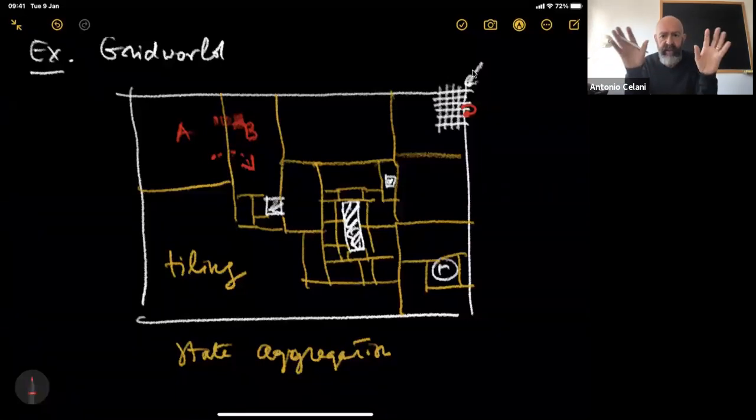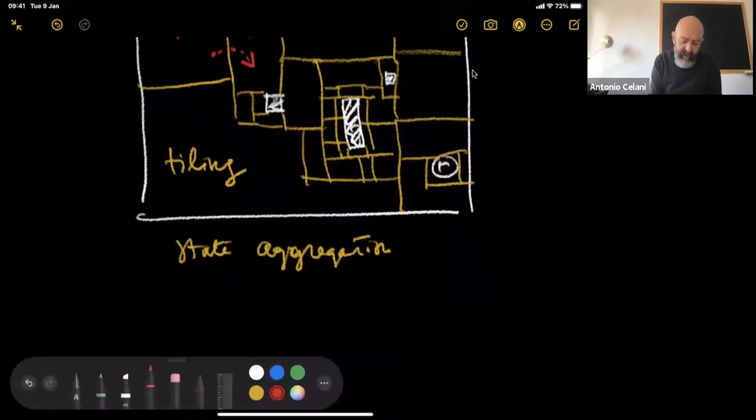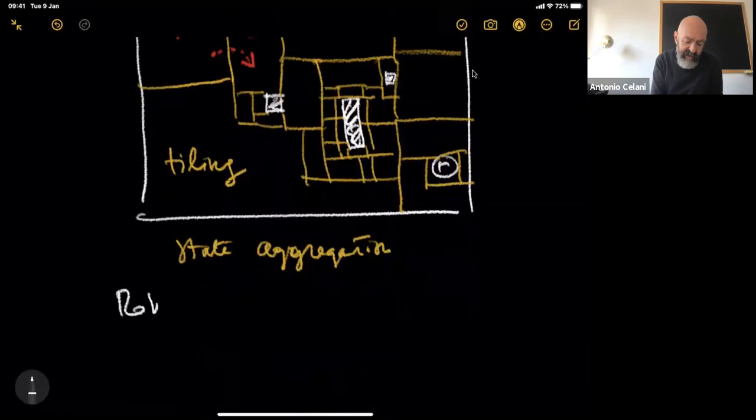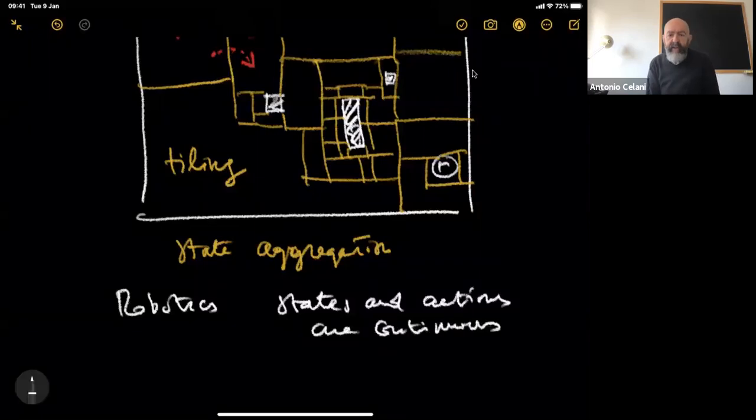Okay, so this is just a word of caution in saying that all these operations which look very natural still have a potential for giving great damage. Okay. So of course, when you go to the continuous world, so for robotics, where states and actions are continuous, this operation of approximation becomes a necessity.